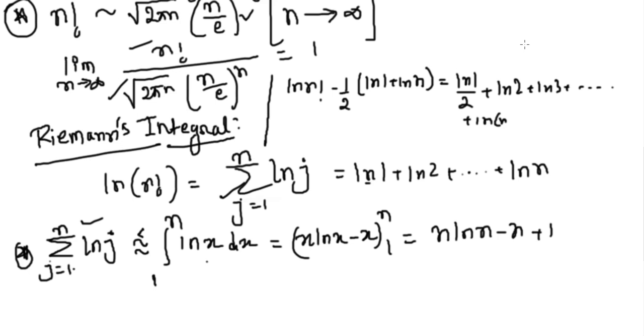So basically the first and last terms are halves, right? That's what we call the trapezoidal rule. Great. So we put a half here, we put a half here, correct. So that's what we call the trapezoidal rule.